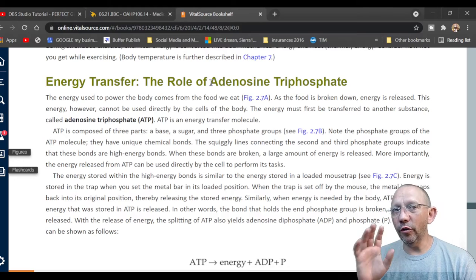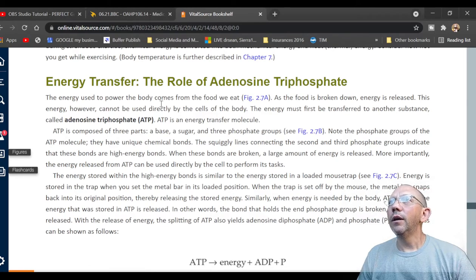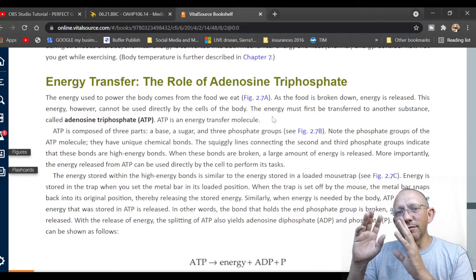Now it's part of what's called the Krebs cycle. The Krebs cycle occurs in the mitochondria, the powerhouse of the cell. Energy used to power the body comes from the food we eat. Most of the food you eat, right? Most of what your body is trying to do is take the food that you eat and break it down into some basic things.